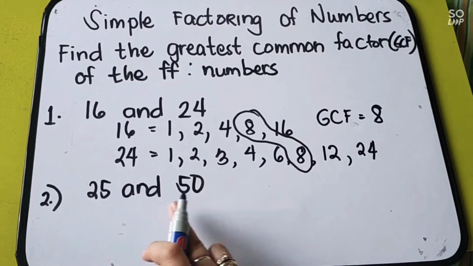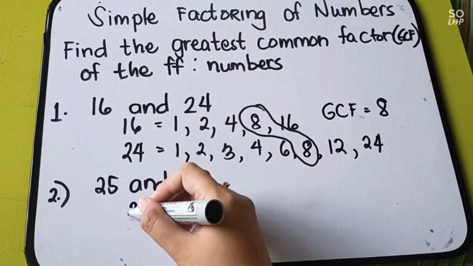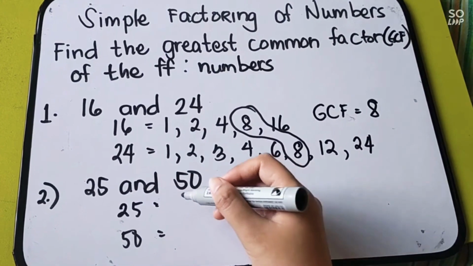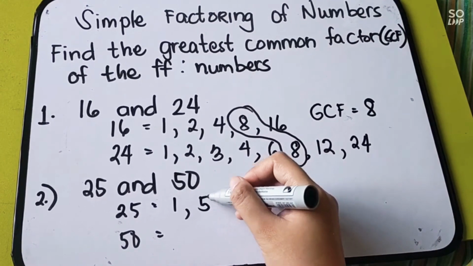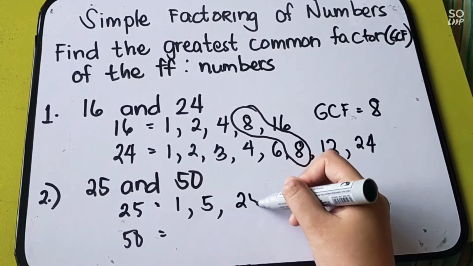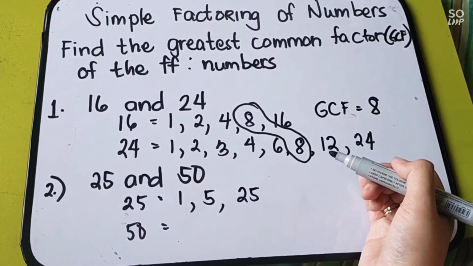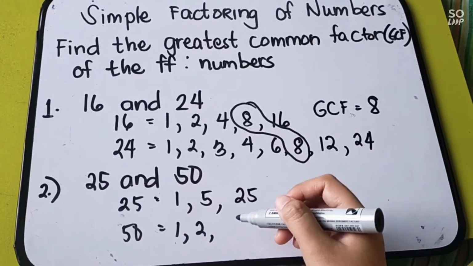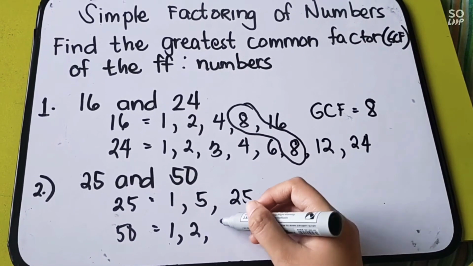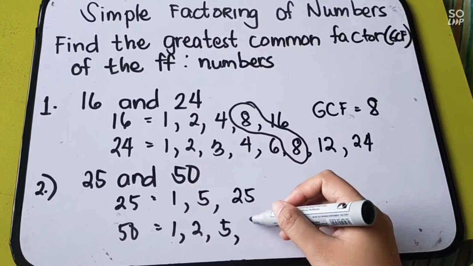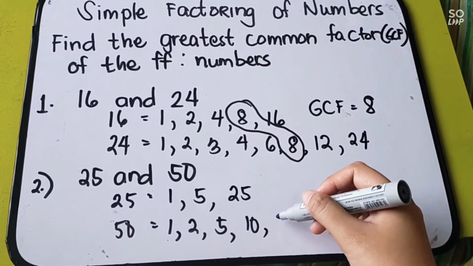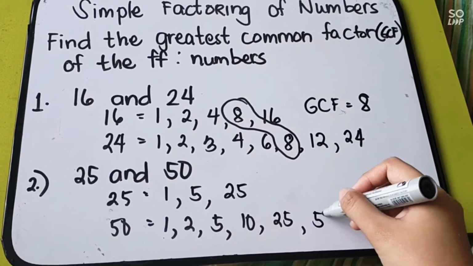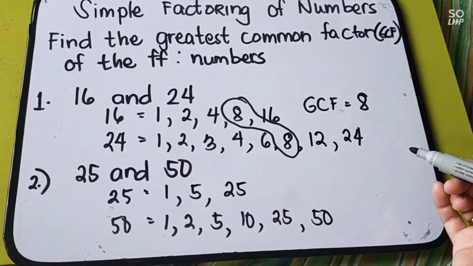Let us have 25 and 50. Let us list all the factors of 25. We have 1, 5, and then 25. Those are the numbers that we can divide into 25. How about 50? We have 1, we have 2, next we have 5, next we have 10, next, we can divide 25 into it. And then we have 50. Those are the numbers that you can divide into 50.